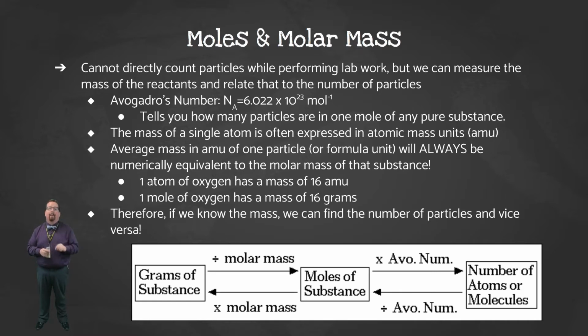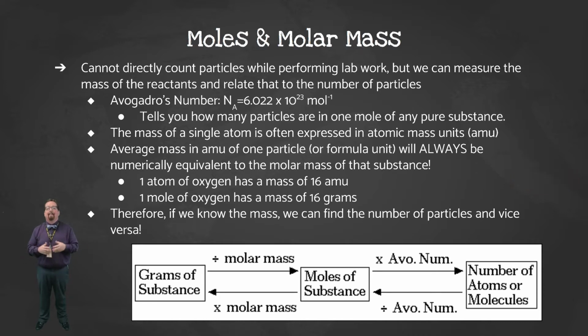There's 2 important pieces of information we need to make these conversions: Avogadro's number and the molar mass of your substance. Avogadro's number is 6.022 times 10 to the 23rd power, with a unit of per mole. This tells you how many atoms, molecules, particles, or whatever is in 1 mole of any pure substance.